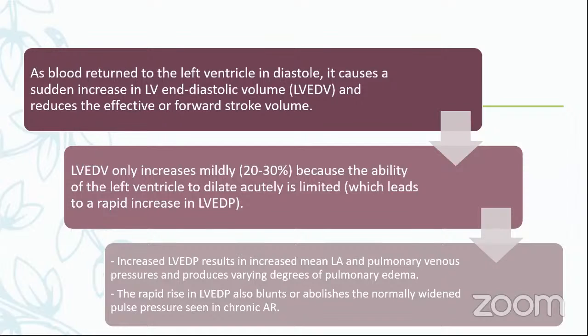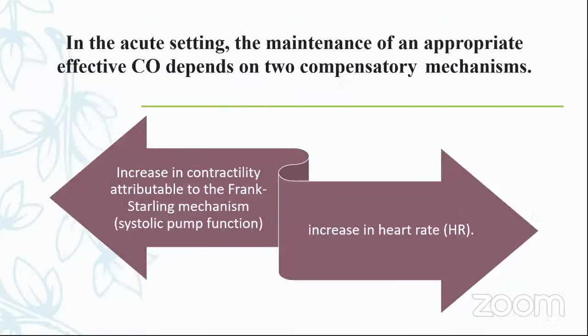Once the end diastolic pressure is increased, this will result in an increase in the left atrial pressure, and this will lead to increased pulmonary venous pressure. The pulmonary venous pressure will also increase, and this will cause pulmonary edema. The rapid rise of the end diastolic pressure also blunts or abolishes the normal widened pulse pressure that is seen usually in chronic aortic regurgitation.